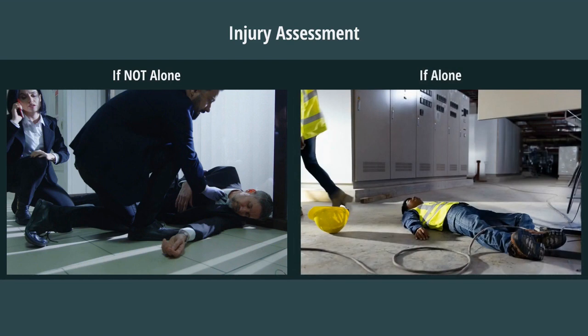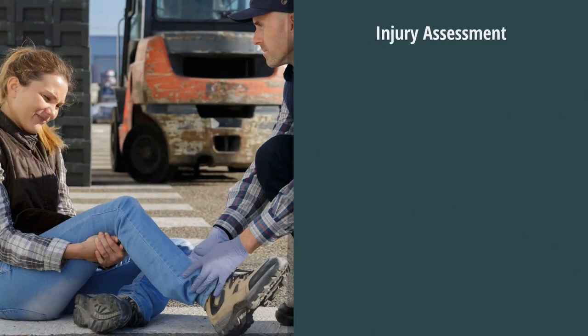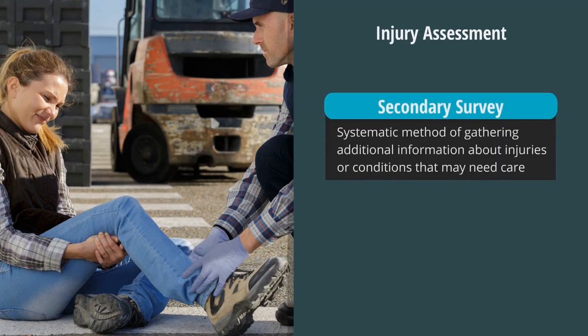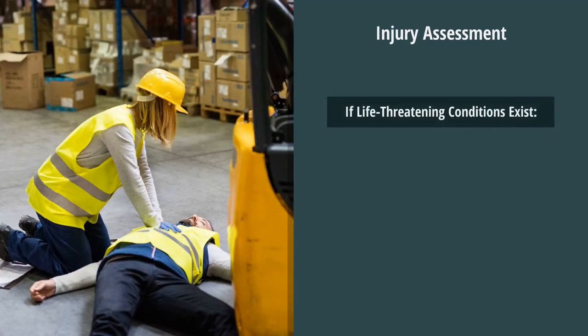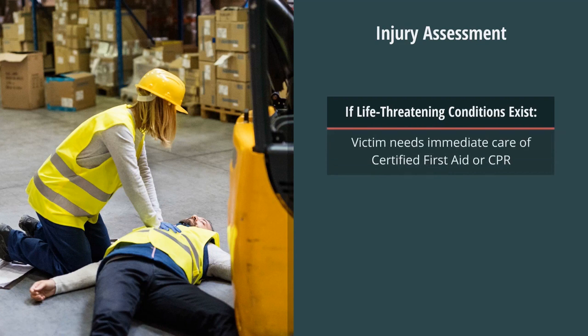If you are alone, you may have to leave the victim to summon help after you have assessed the person's injuries. If you are certain that an injured person has no life-threatening conditions, you should perform an injury assessment known as a secondary survey, which is a systematic method of gathering additional information about injuries or conditions that may need care. An important point to remember is that if life-threatening conditions exist, such as unconsciousness, no breathing, no pulse, or severe bleeding, the victim needs the immediate care of a certified first aid or CPR provider to provide basic life support and stabilize any conditions until professional medical help arrives.